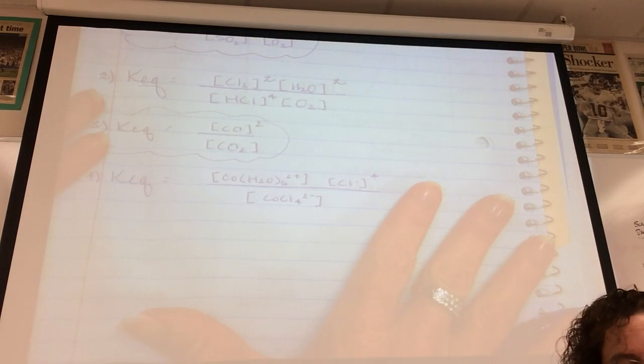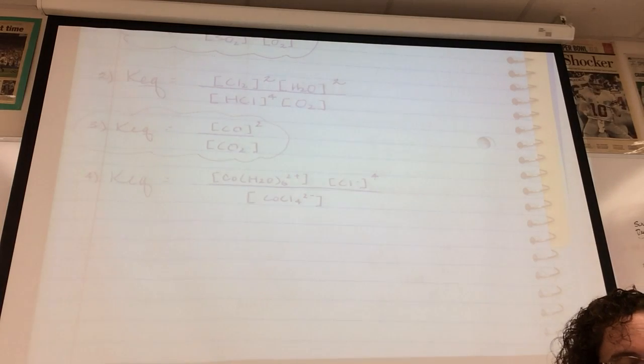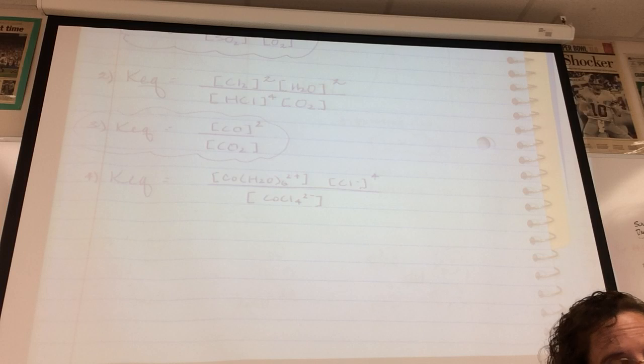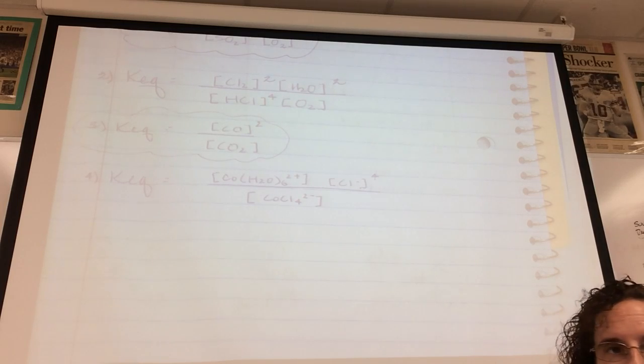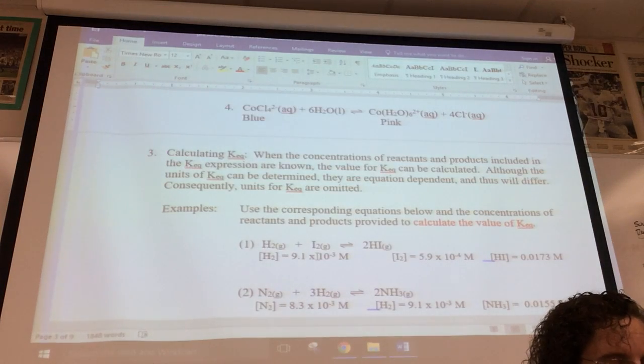Questions on writing the KEQ expression? It looks pretty good. Not worried about it? Good, because it's very, very simple. And now it really just becomes a matter of math and memorizing one concept. Although if you understand the concept, you don't even have to memorize it. And we'll get there in a sec. Okay, so we want to be able to calculate KEQ.